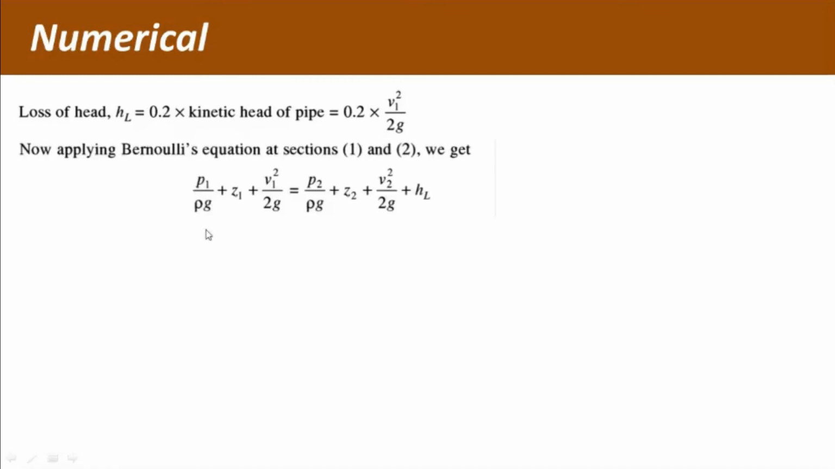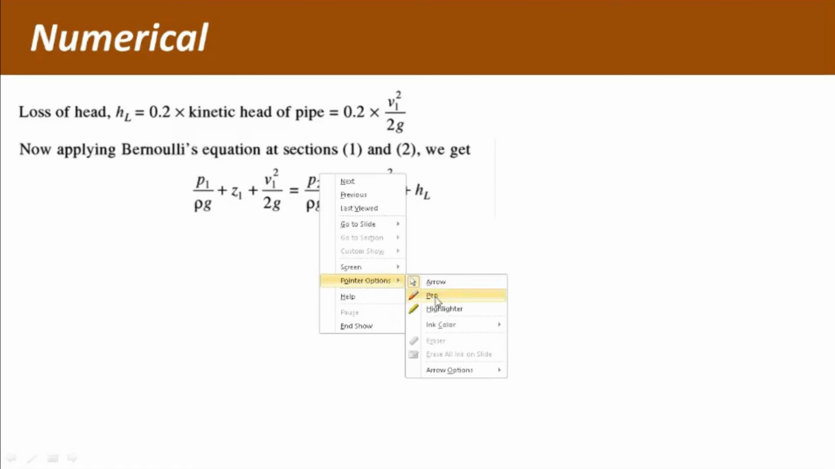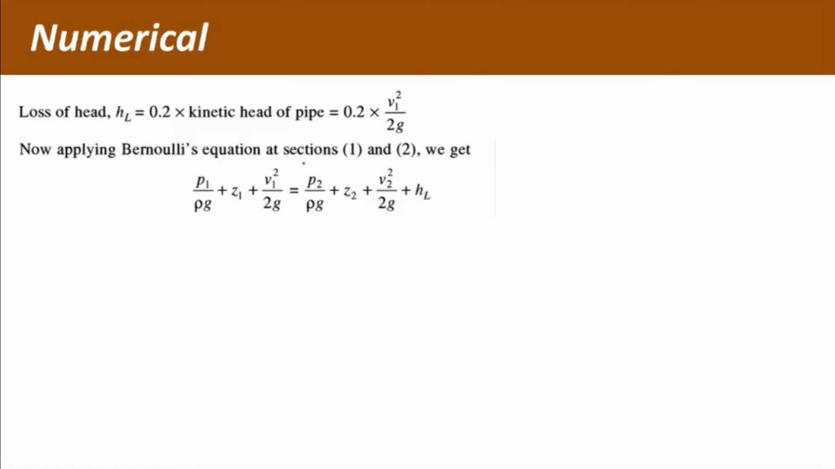So we know p1 by rho g plus z1 plus v1 square by 2g, that equals to p2 by rho g plus z2 plus v2 square by 2g plus losses. Okay, यहाँ पे we will do one thing, we will transfer this p2 by rho g plus z2 on left side.